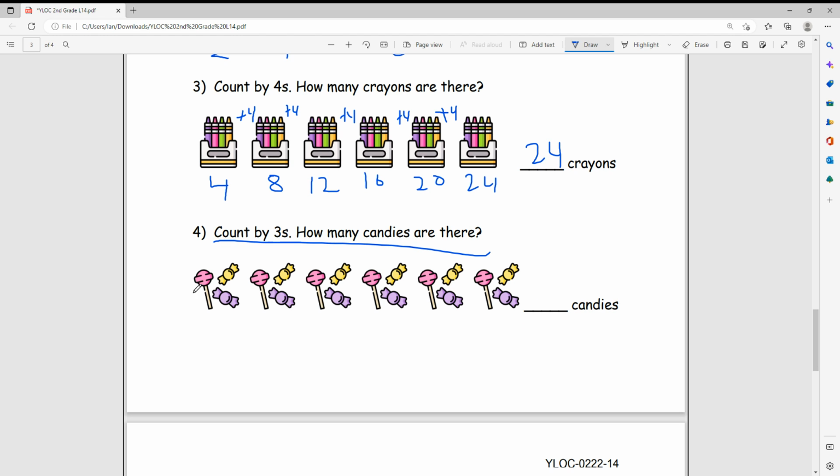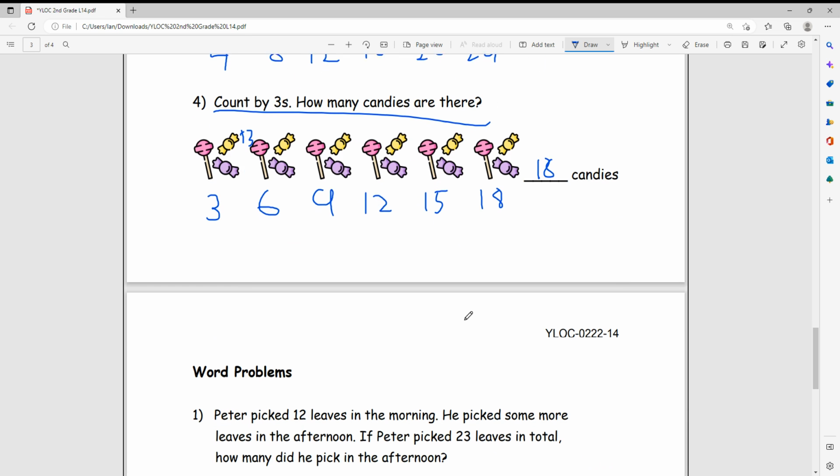Count by threes. How many candies are there? So each one's just adding threes again. So we start here. So it's just 3. Add 3, which is 6. 6 plus 3 is 9. 9 plus 3 is 12. And then 12 plus 3 is 15. And 15 plus 3 equals 18. And so it's 18 candies.